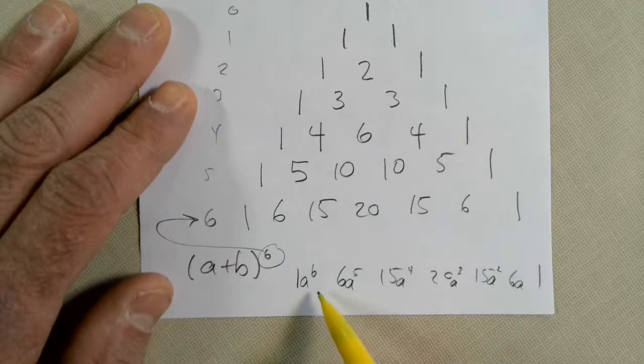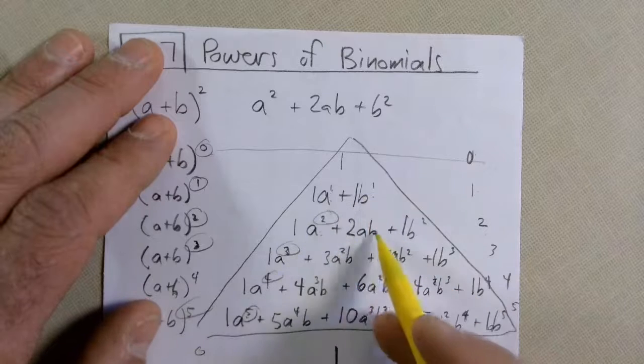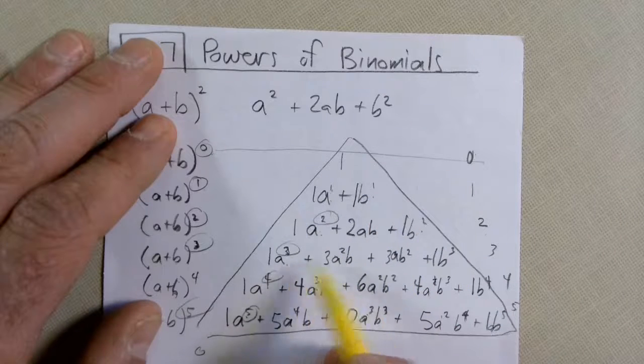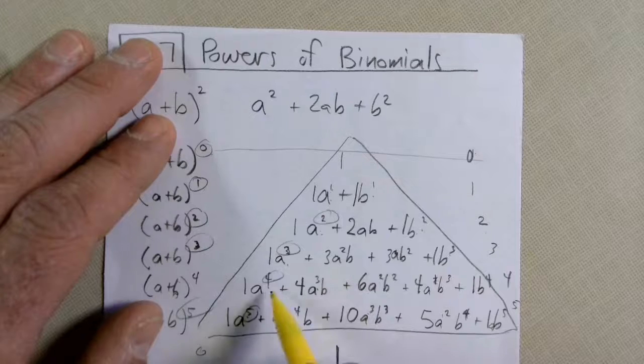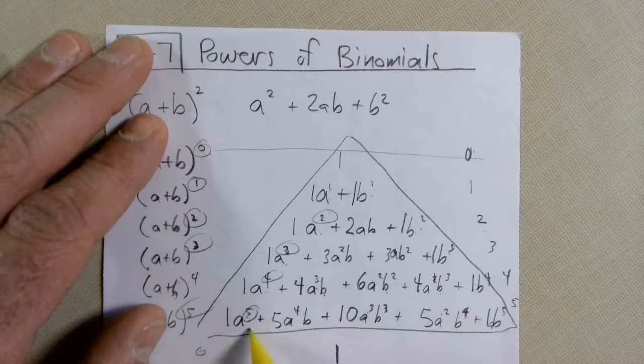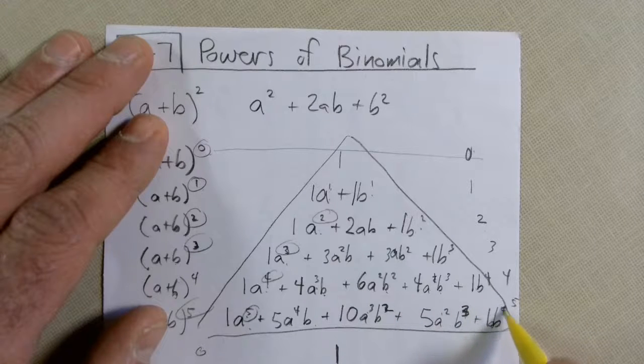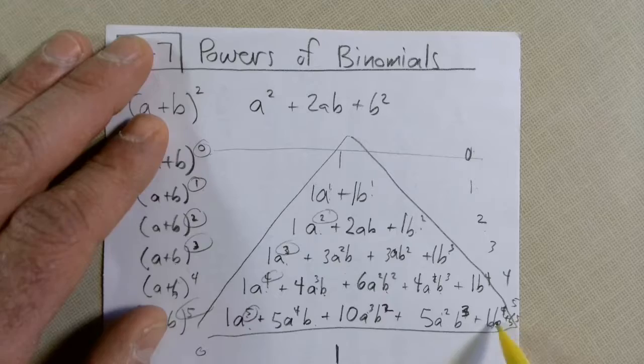Now the b's are backwards. So notice there's no b, then a b. No b, b to the first, b to the second, b to the third, b to the fourth. Oh, sorry, guys, that's really bad.